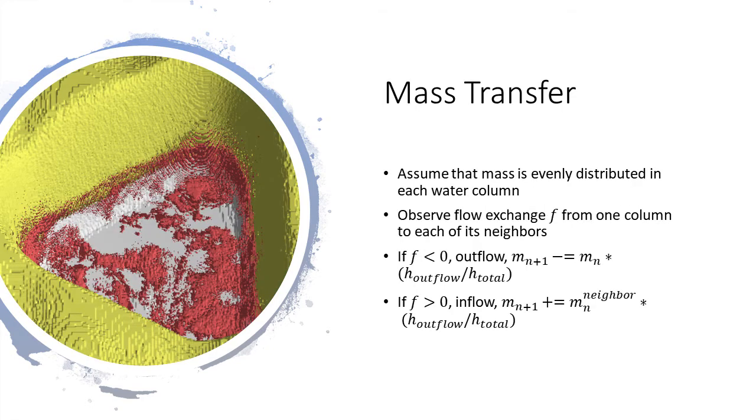Finally, we add mass transfer into it. Assume that mass is evenly distributed in each water column. When doing the basic water simulation, we can observe the flow exchange F from one column to each of its neighbors. So we transfer an equivalent portion of the mass contained in the transferred flow to its neighbor.